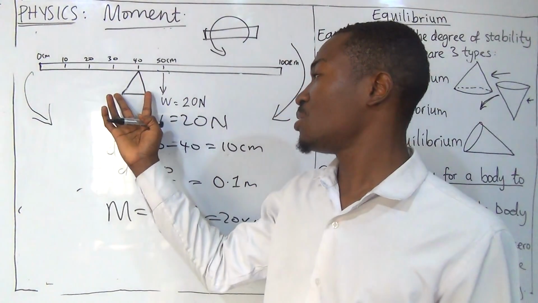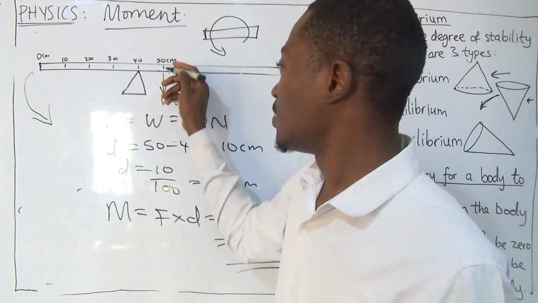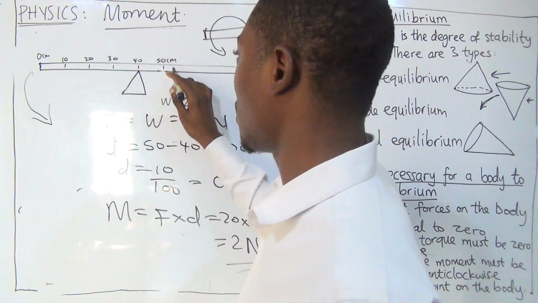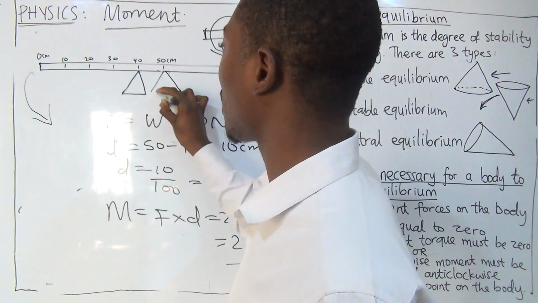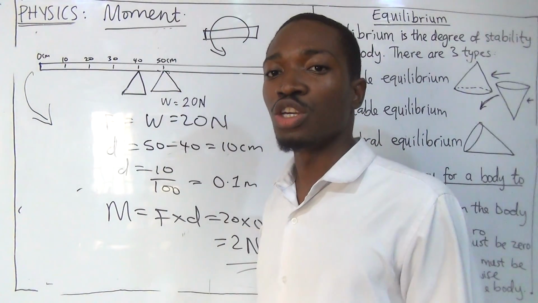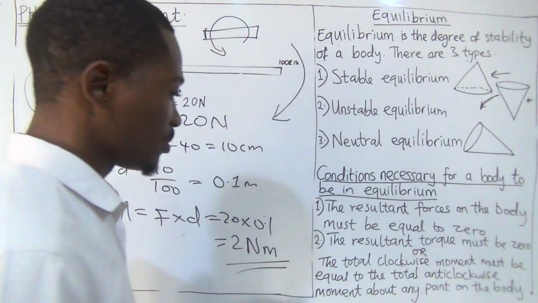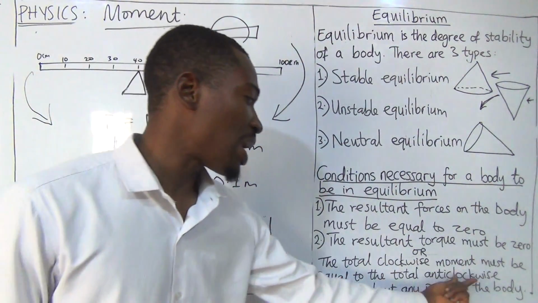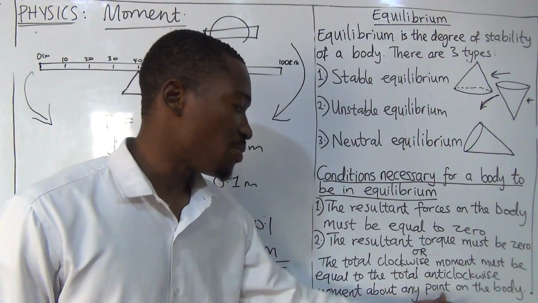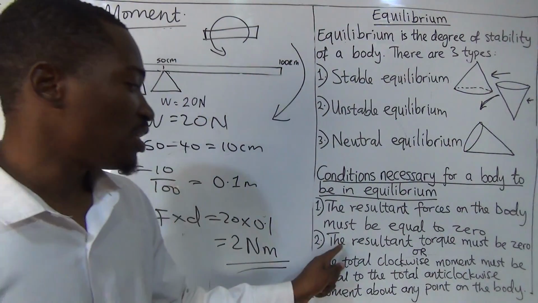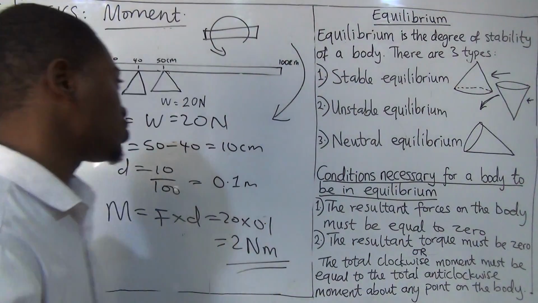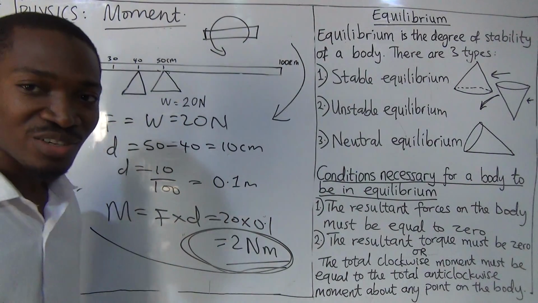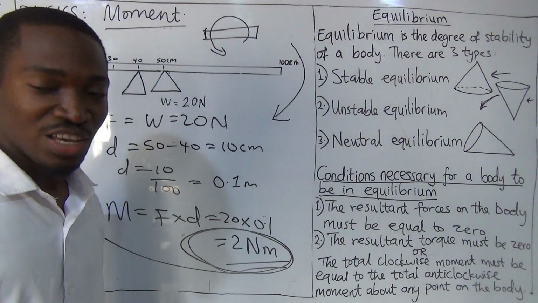But if we shift the knife edge to the center, so the beam is resting at the center of gravity, then we consider this beam to be in equilibrium. That's what we mean by saying the total clockwise moment must be equal to the total anti-clockwise moment about any point. Or you just say the resultant torque must be zero. Torque also refers to moment. In the earlier case, the resultant torque is not zero. Hence, the body is not in equilibrium.